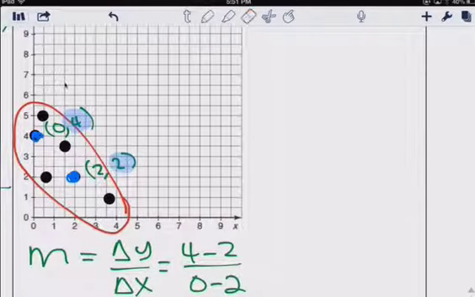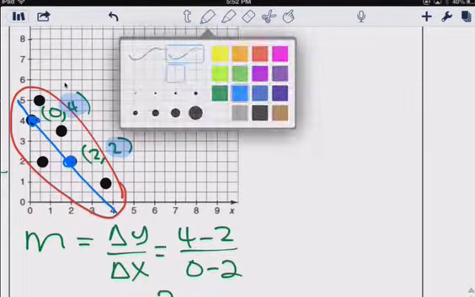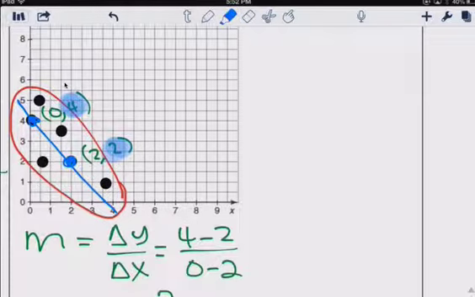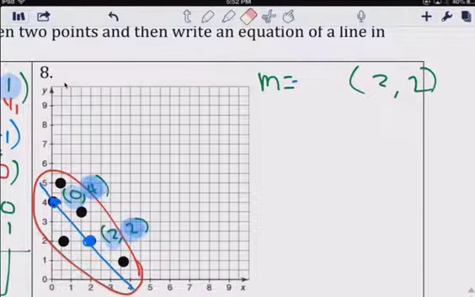So if you draw a line right in there, it cuts the circle closest to a half oval, as close to half as possible. Okay, so you use those, and you use the change in y, which is 4 to 2, and 0 to 2. Subtract, you get 2 over negative 2, and your slope is negative 1.